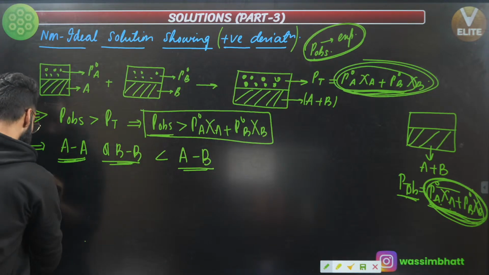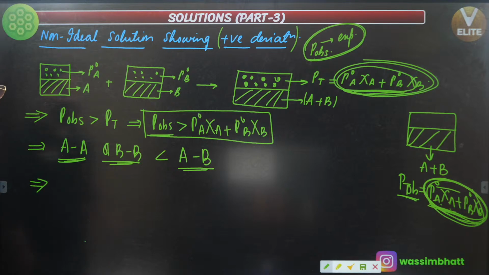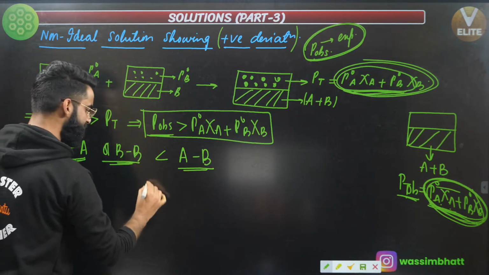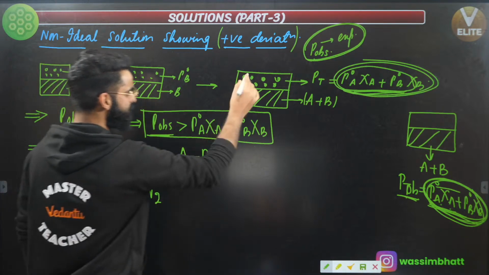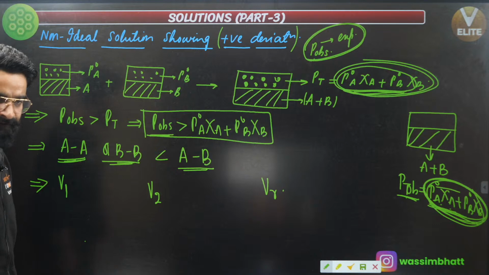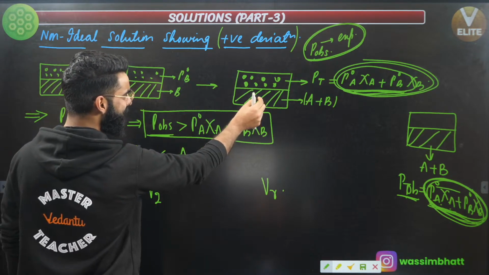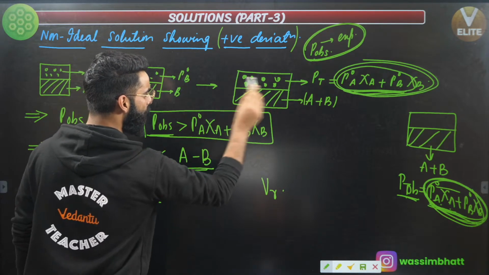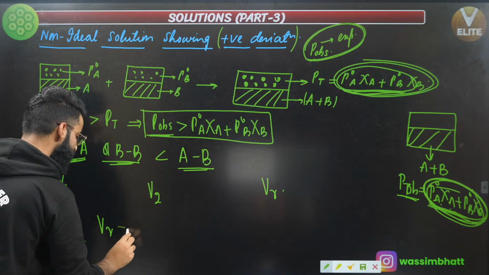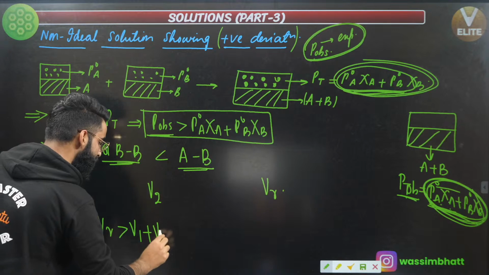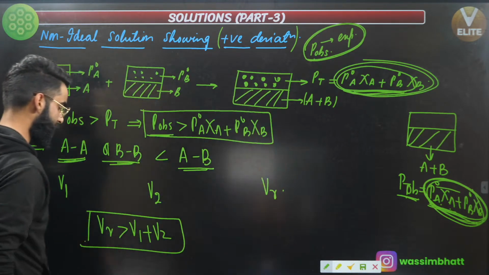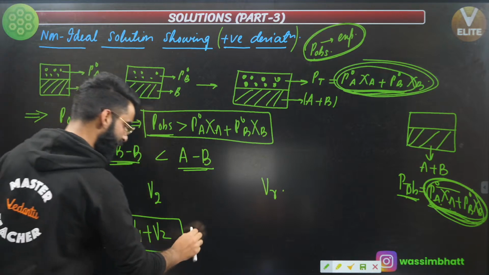Point number two. Let's assume the volume of liquid A is V1, the volume of liquid B is V2, and the volume of the resulting solution I'm representing by VR. If the force of attraction between A and B is less, can I say the volume is going to be more? Absolutely. In case of non-ideal solutions, VR will be greater than V1 plus V2 because the force of attraction in the resulting solution is less.